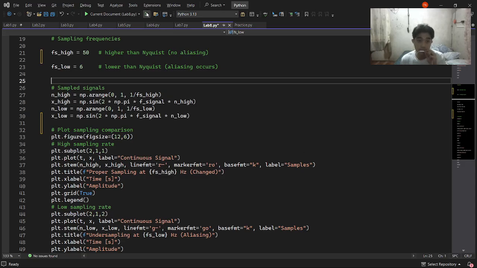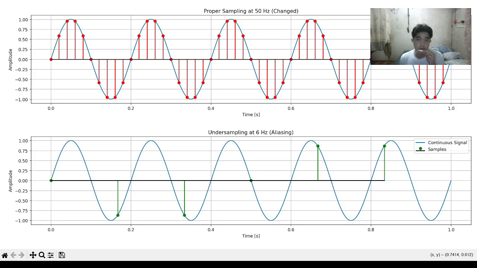So let's run the code. So this is the output of the two sampled frequencies. The first one represents the proper sampling at 50 Hz, and the second one represents the undersampling at 6 Hz. When sampled at 50 Hz, as we can see, the red one represents the time samples, and the blue continuous wave line represents the sine wave.